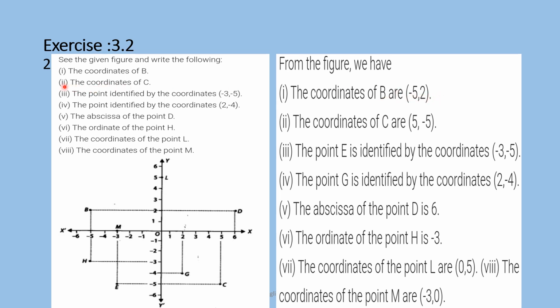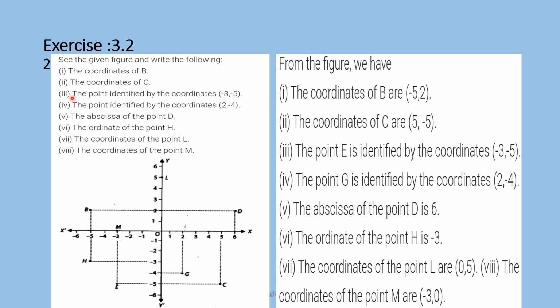Next is question number 2, the coordinates of C. So locate the point C. The x coordinate will be the perpendicular intersecting at the x-axis, that is the point 5, and the y coordinate will be the perpendicular to the y-axis, that is -5. Therefore, the coordinates of C are 5, -5.